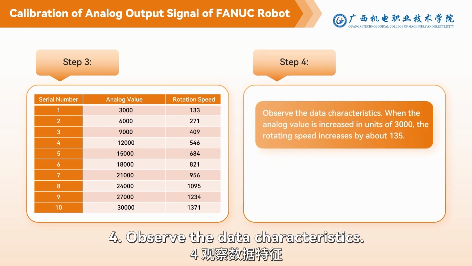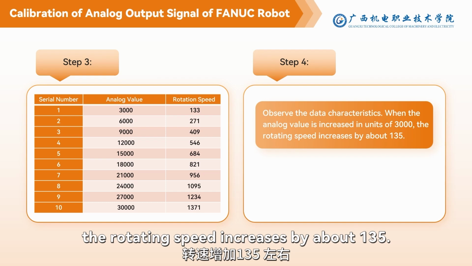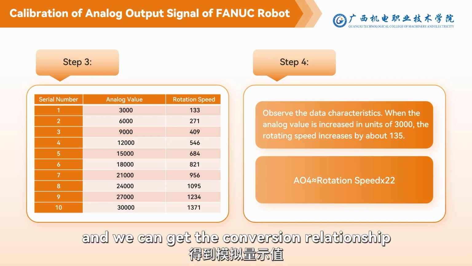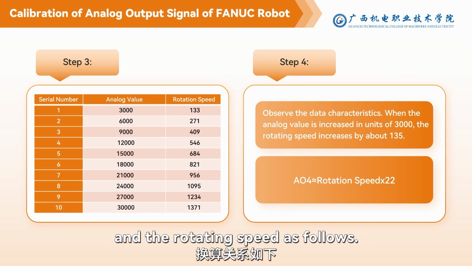4. Observe the data characteristic. When the analog value is increased in amplitude of 3000, the rotating speed increases by about 135. From this equation, we can get the conversion relationship between the analog indication value and the rotating speed as follows.